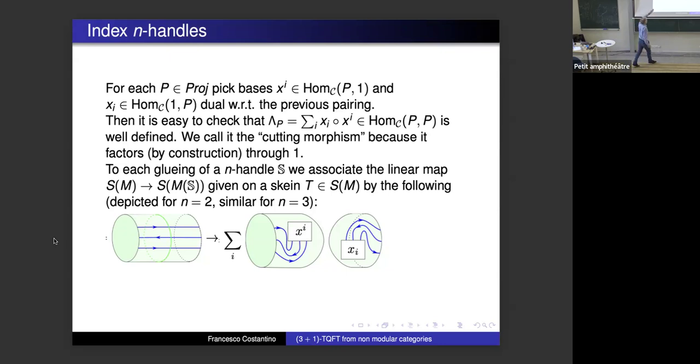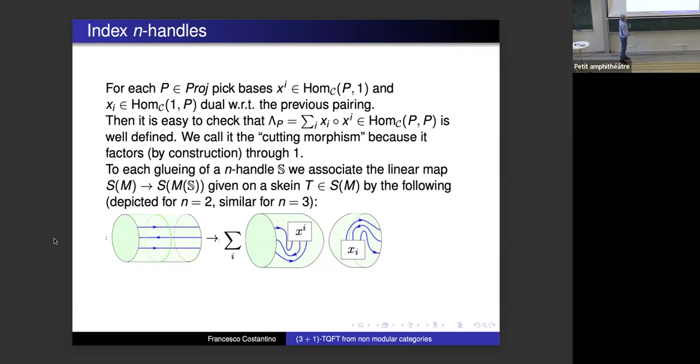So I want to associate to any skein some skein after the operation. How do I do that? Well, I told you that the modified trace is non-degenerate. Therefore, there is a non-degenerate duality between Hom C P1 and Hom C 1P for every projective object. Who's going to be P in my picture? P is the tensor product of the 3 colors I see here.